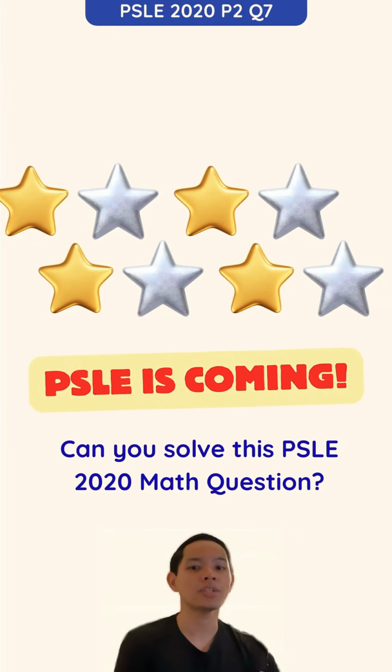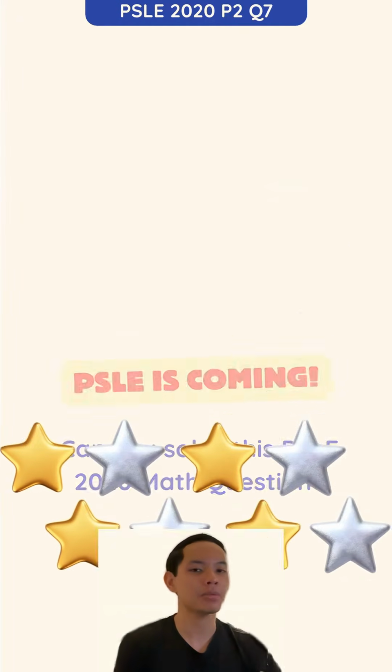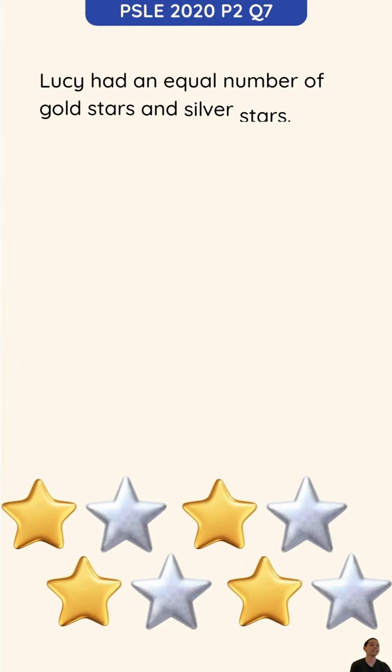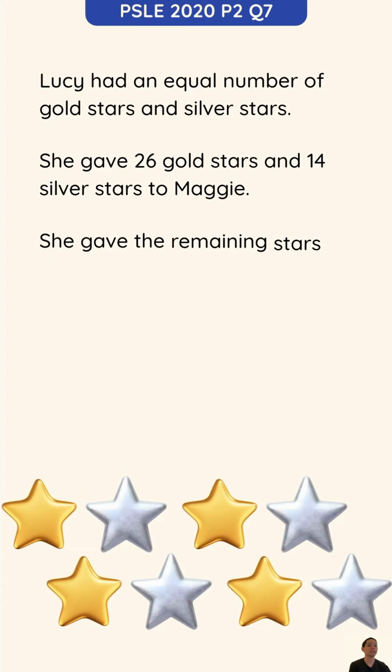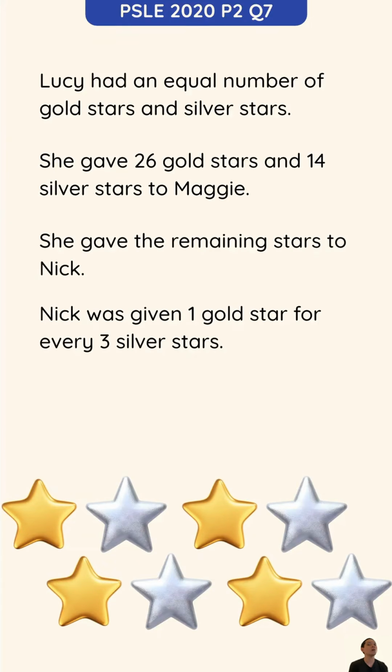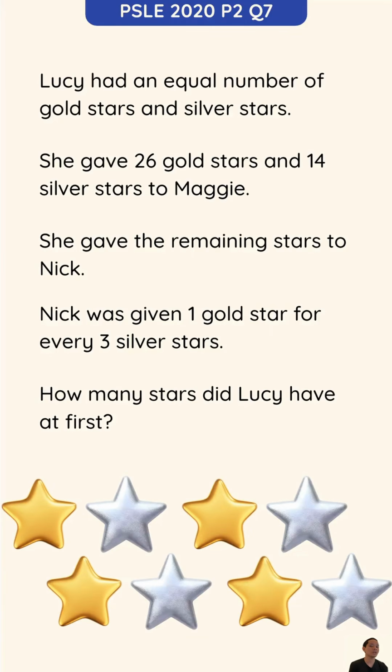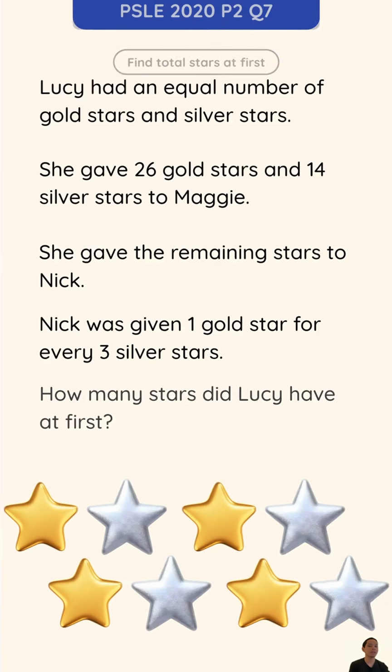PSLE is coming. Can you solve this 2020 PSLE math question? And the question goes, Lucy had an equal number of gold stars and silver stars. She gave 26 gold stars and 14 silver stars to Maggie. She gave the remaining stars to Nick, and Nick was given one gold star for every three silver stars. How many stars did Lucy have at first?